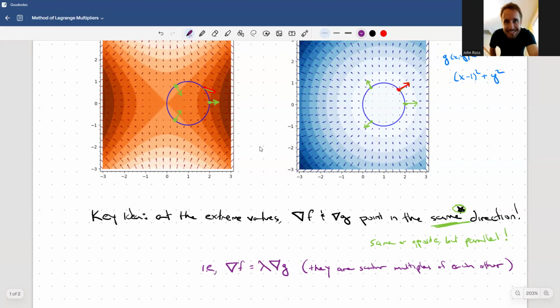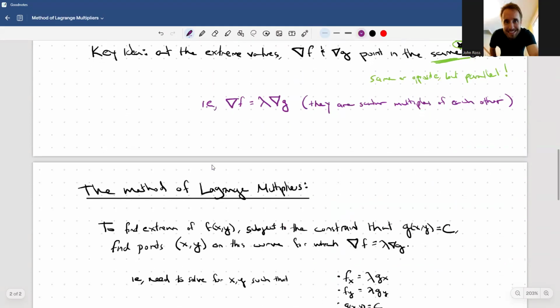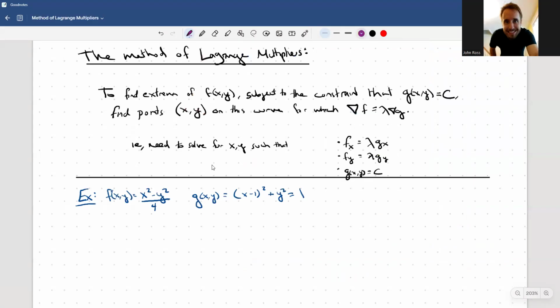And so this gives us a possible path forward. It's almost like a critical point, right? A critical point of our function f was a point where grad f was equal to (0, 0). That's no longer the case. Now I'm looking to identify points where grad f is equal to something else: a lambda times the gradient of g. This will give us a path forward and introduce what is called the method of Lagrange multipliers.